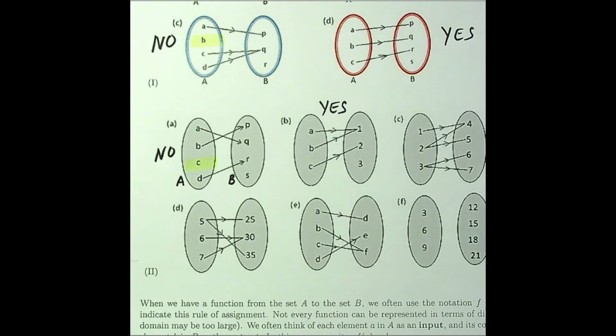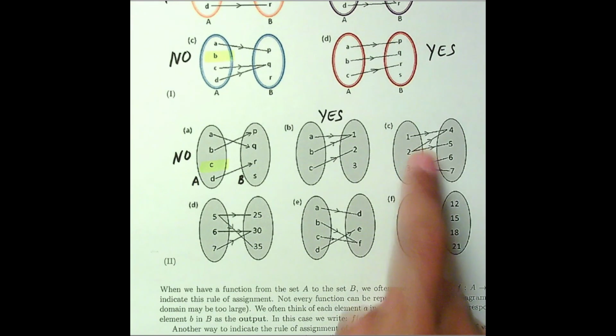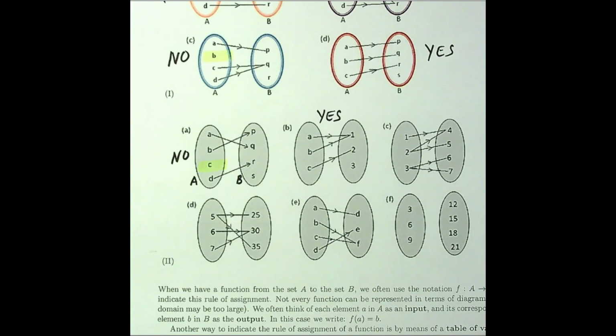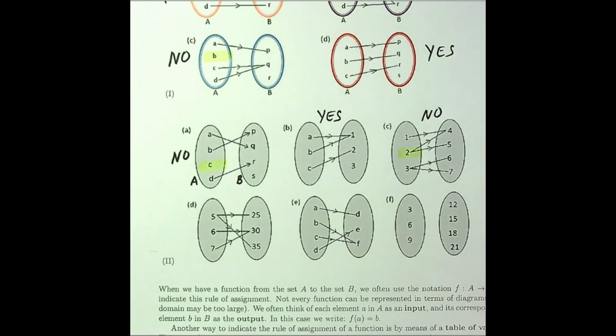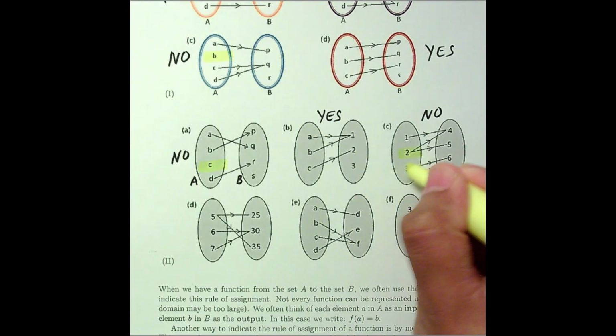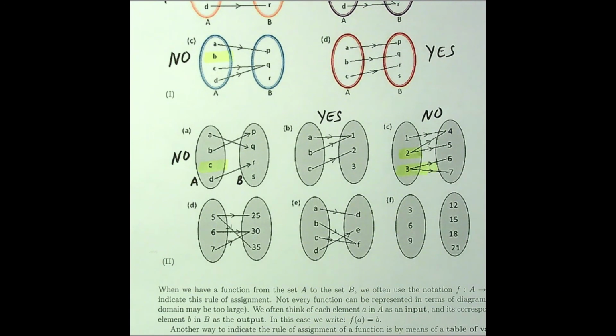Okay, how about the next one? Is this a function? Yes or no? That one, the answer is no. Right, there's two violations here. There's two arrows coming out of 2, and that would have been enough to make it not a function. And there's also 2 arrows coming out of 3. So that is a no.